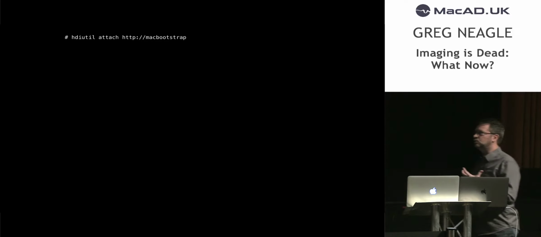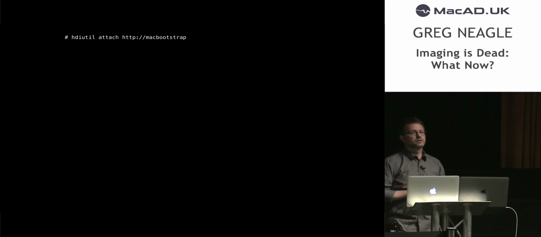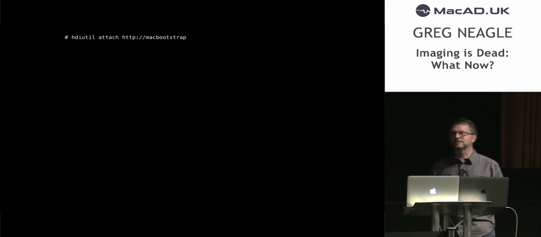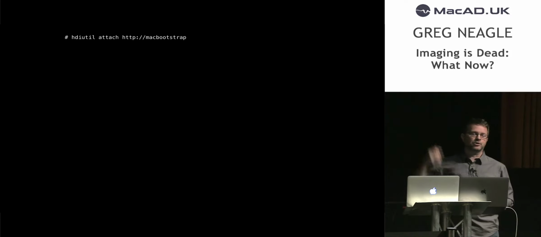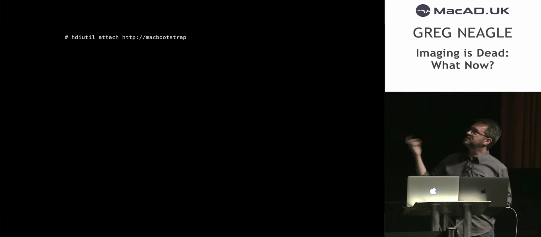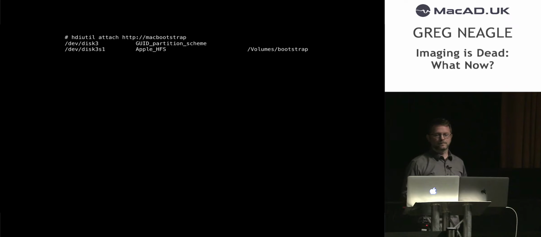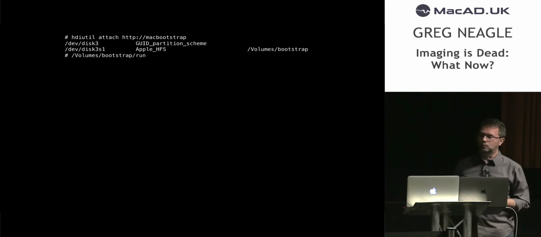And so I've booted into recovery mode. I have to open the terminal, so if you're allergic to the command line, this is not going to be warm and friendly for you. But this is what we have to work with in the recovery mode. Open up a terminal, and I've made that disk image in my organization available at an easy to remember URL. So my technicians will type in hdiutil attach http://macbootstrap, and it comes back, tells me where that's been mounted, and then I can just type volumes bootstrap run.